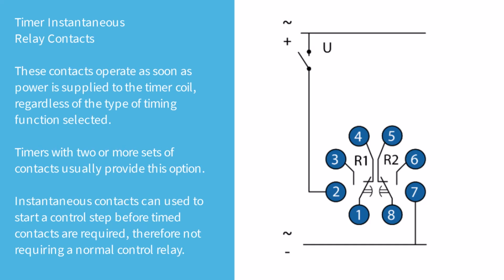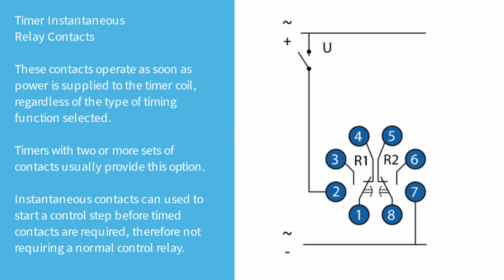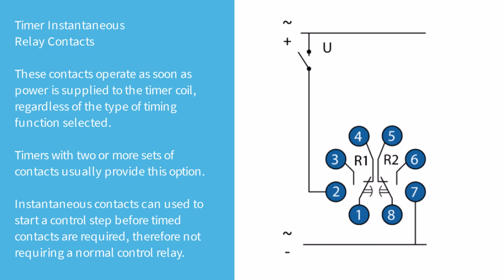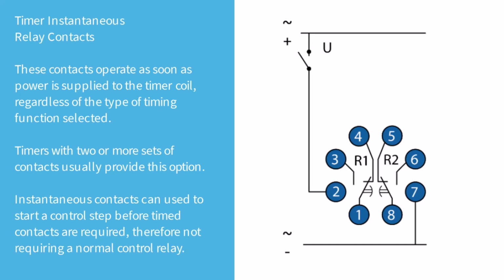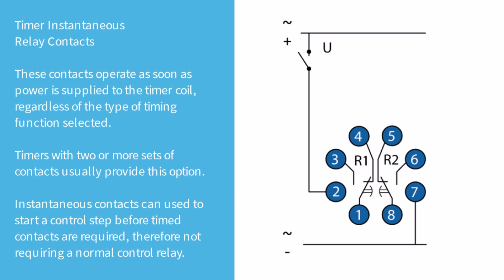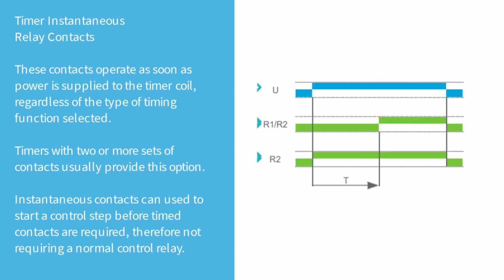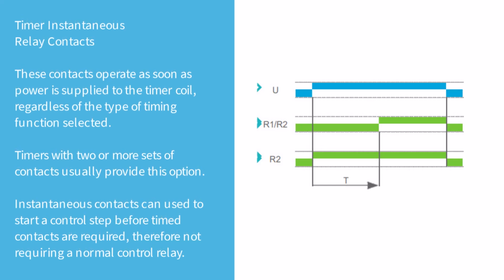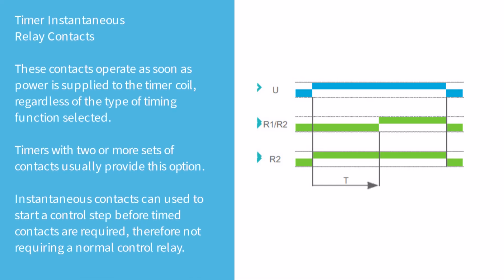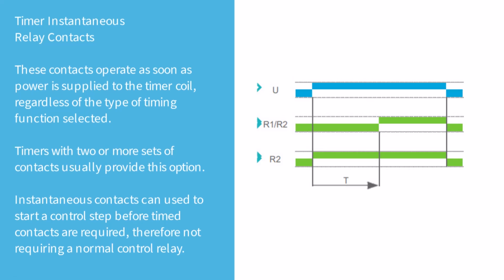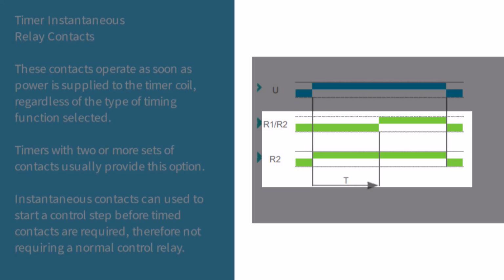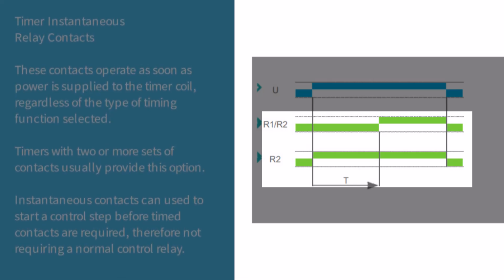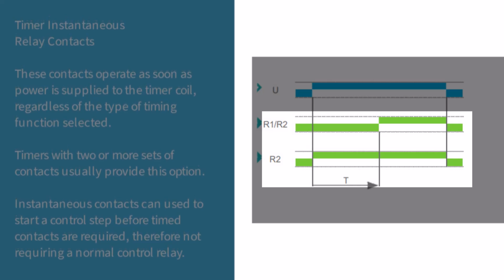Timer instantaneous relay contacts. These contacts operate as soon as power is supplied to the timer coil, regardless of the type of timing function selected. Timers with 2 or more sets of contacts usually provide this option. Instantaneous contacts could be used to start a control step before time contacts are required, therefore not requiring a normal control relay.